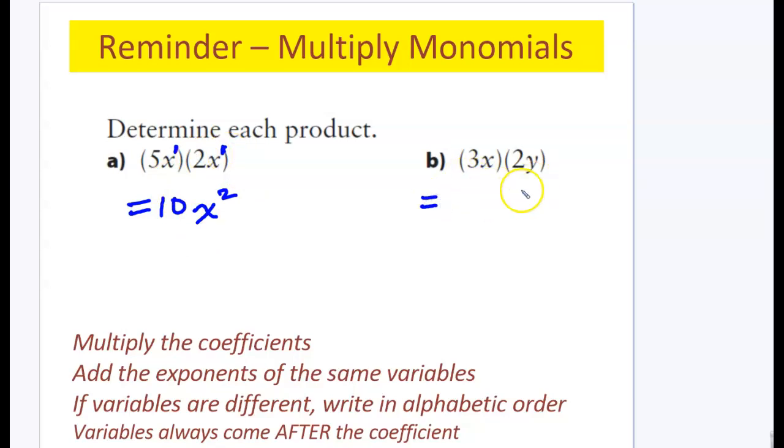Question B, again, the coefficients. The coefficients, again, are the numbers in front. So 2 times 3 would be 6, and x times y would simply be xy.